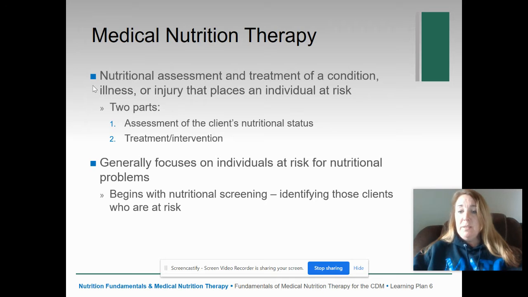injury that places an individual at risk. And risk here, what we're looking at is their nutritional risk. So you can think of things like missing teeth, poor fitting dentures, swallowing problems, pressure ulcers. Those types of things would place a person at nutritional risk.